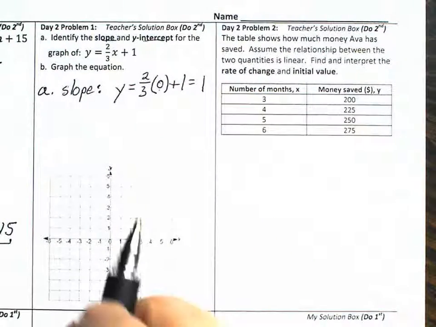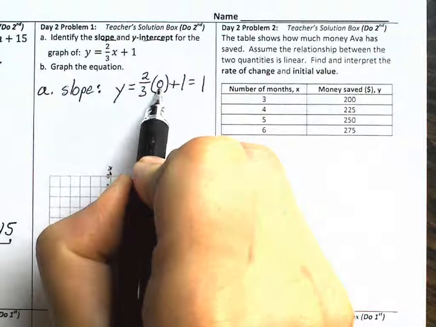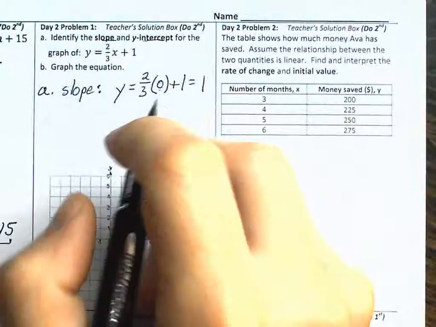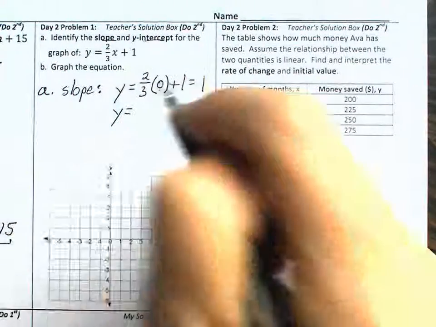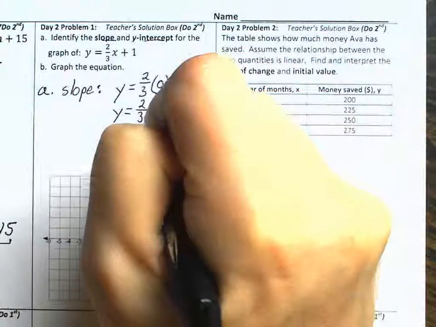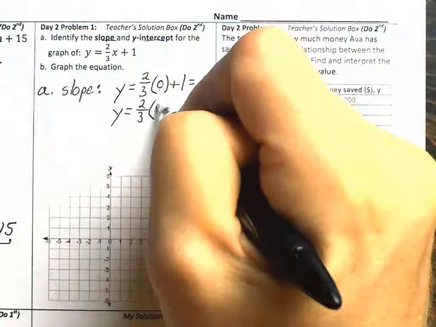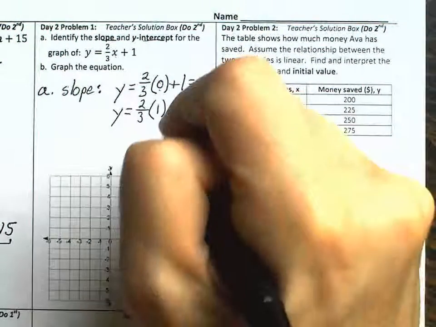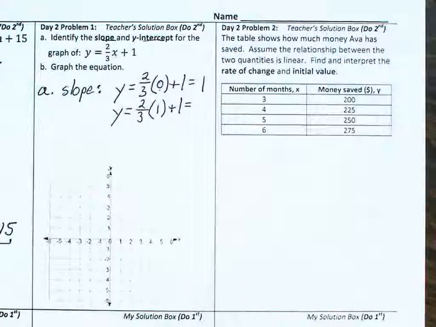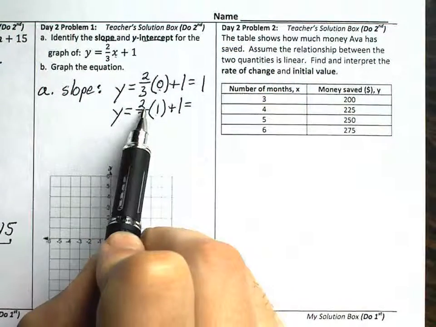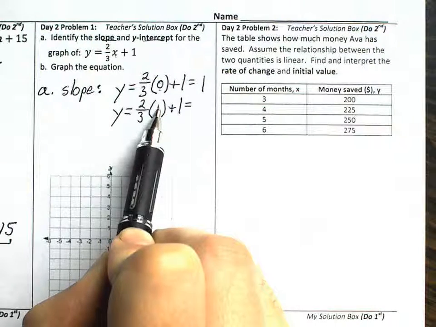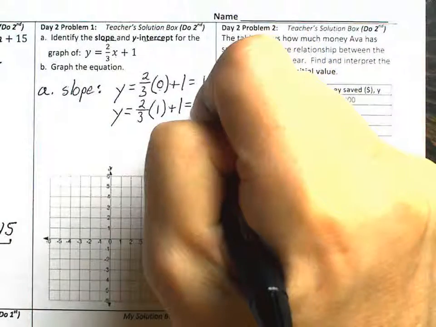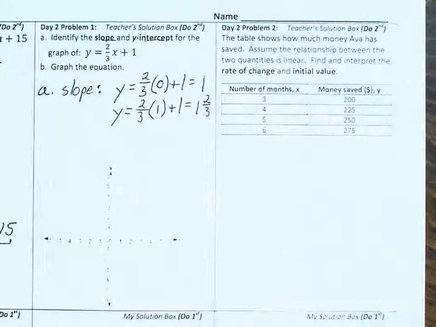But how do they change? So let's change the value of x from 0 to 1. That is, let's increase x by 1 unit and see what will happen to y. So y equals 2/3, parenthesis, and this time put in a 1 where the variable x is, and plus 1, and let's see what this makes. So 2/3 times 1 is 2/3, and 2/3 plus 1 creates a mixed number, 1 and 2/3.